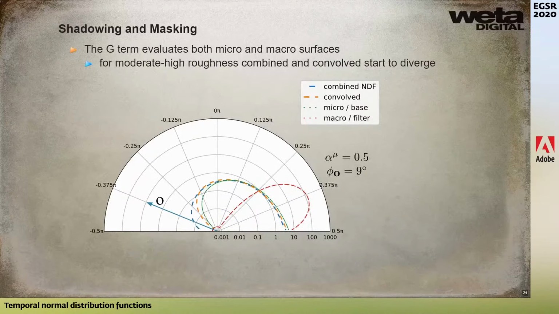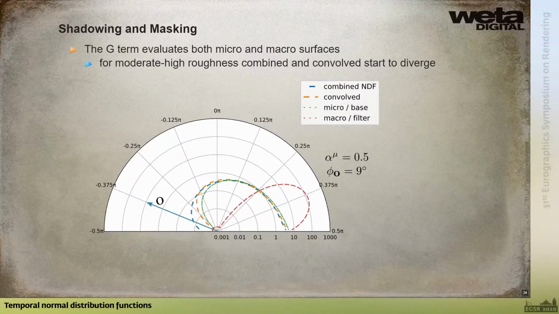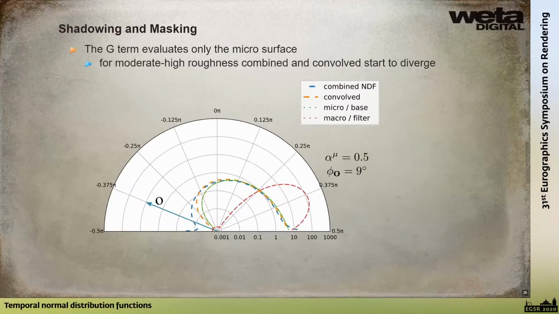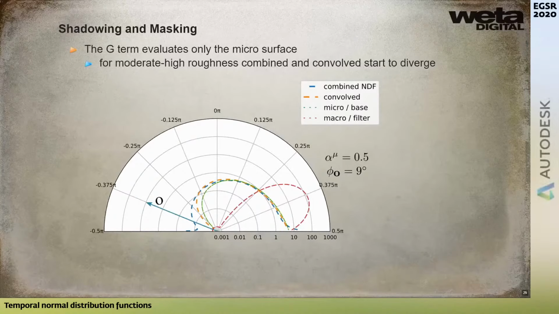Back to full G term evaluation. This time we move the micro roughness to a moderately high value of 0.5, as can be seen from the green curve. This is an example when the convolution approximation starts to show its limitations, but luckily for us, it's far away from our intended use case. Unsurprisingly, the same applies when we try again to evaluate our G term only on the micro, set to the same value as before.